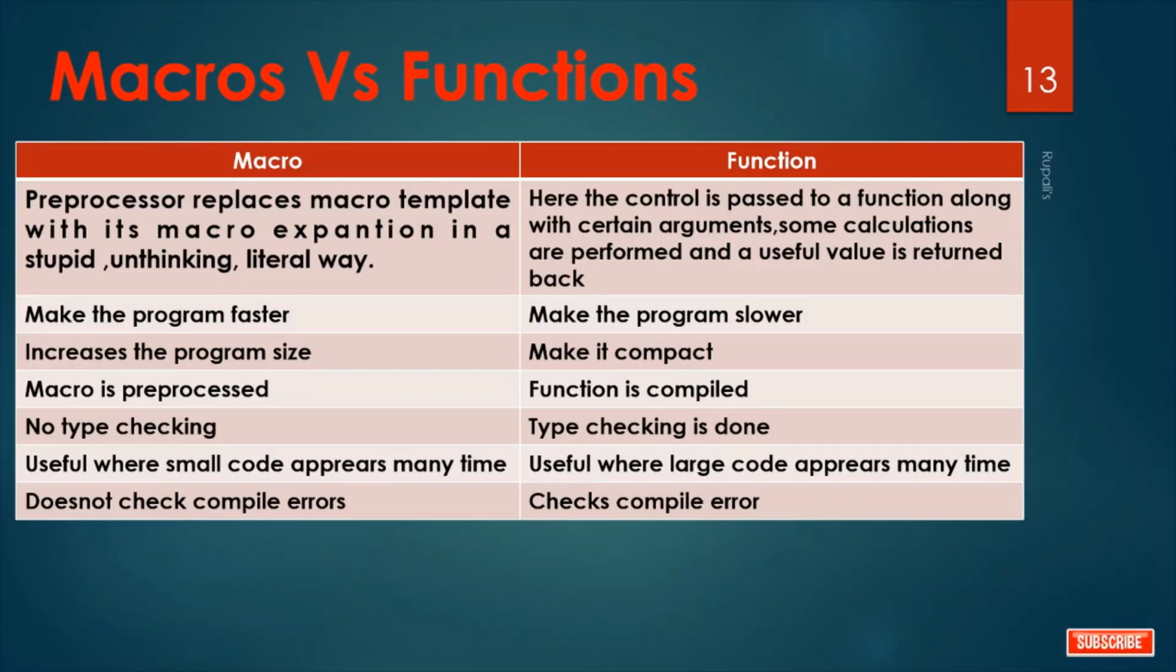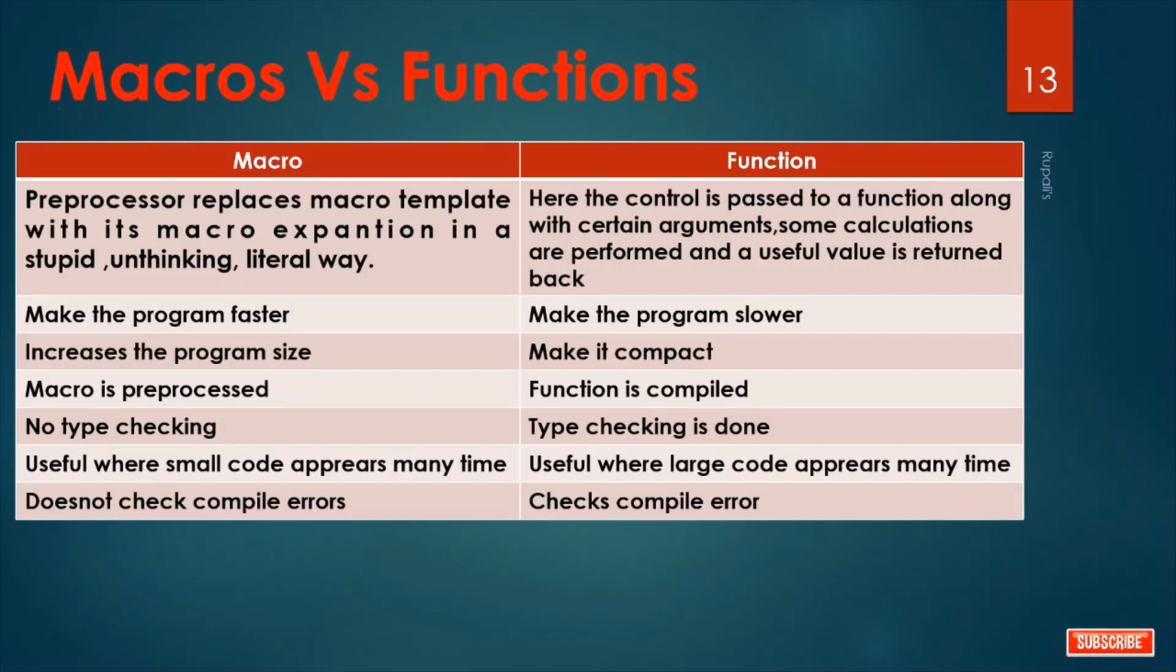Macro increases the program size. The macro expansions are written within the program code, so it increases the program size. But function is compact. No extra code is written there. Macro is preprocessed, because it is done before compilation. But function is compiled, done at the time of compilation. In case of macro, no type checking is required. But in case of function, argument and return type should be type checked.